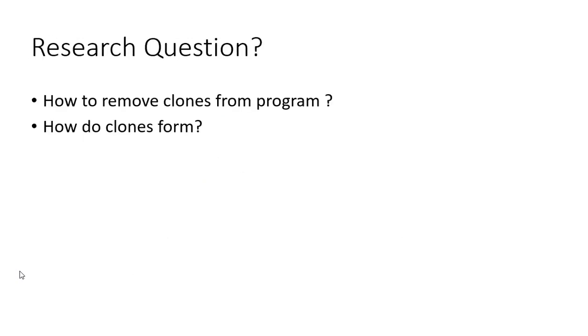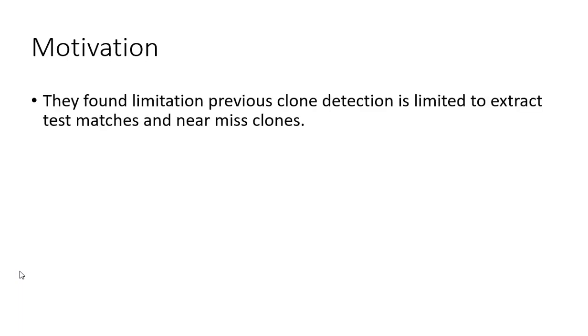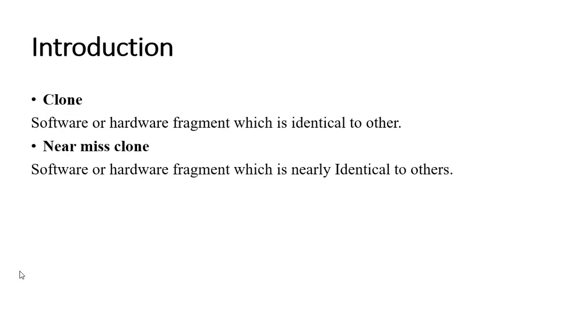Here are some research questions: how to remove clones from the program, and how do clones form. This is the primary motivation of the paper, because they found the limitation of previous clone detection is that it is limited to either exact textual match or near miss only for complete function bodies. So they are now using abstract syntax trees for detecting exact and near miss clones for arbitrary fragments of the source code.